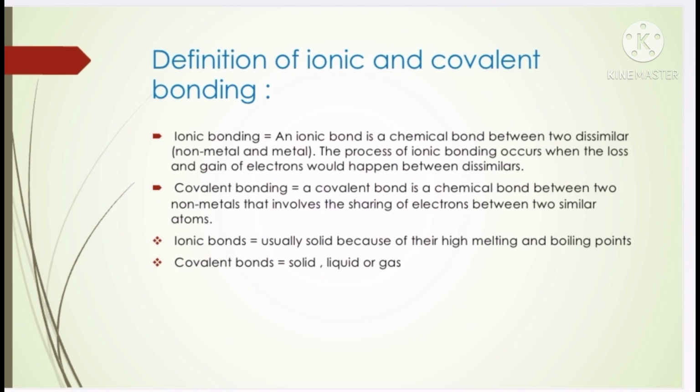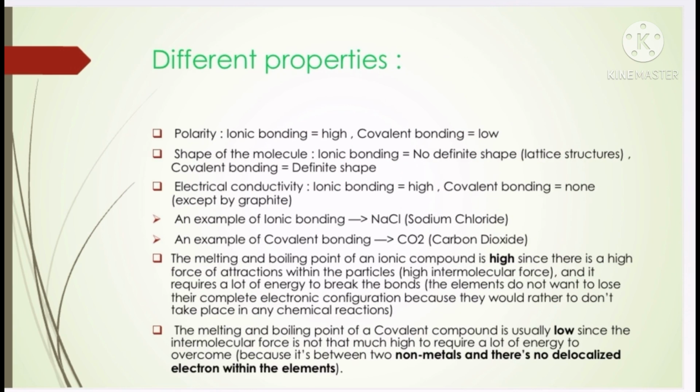And as you know, at room temperature, ionic compounds are usually solid, since they usually have high melting and boiling points, for reasons that we are going to talk about in a later slide. And covalent compounds can be solid, liquid, or gas. It can be anything, since they have different types of melting and boiling points. Let's talk about their different properties. The polarity, as you know, in ionic bonding is high, and in covalent bonding is low.